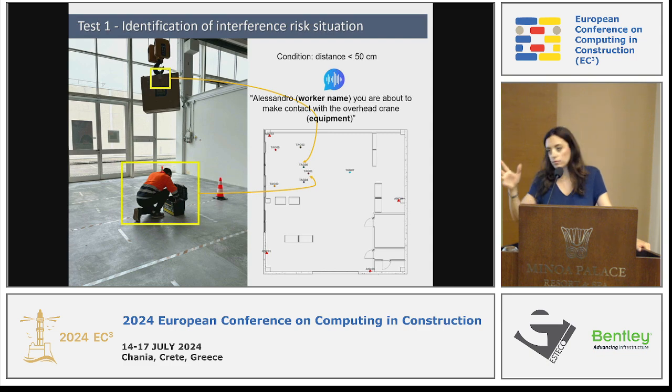The message is: Alessandro, in this case the name of the operator, you are about to make contact with the overhead crane. So in this case it was just a spatial conflict. Also the spatial engine is inside the digital twin platform.